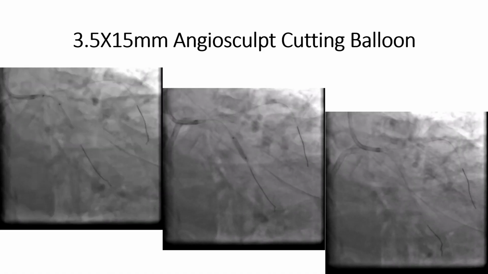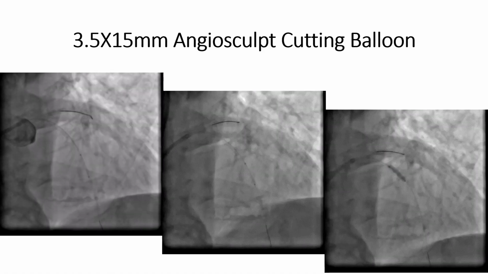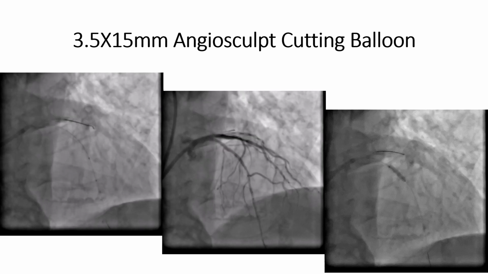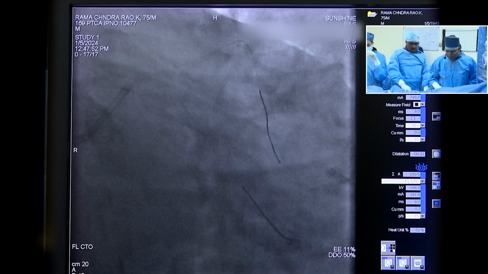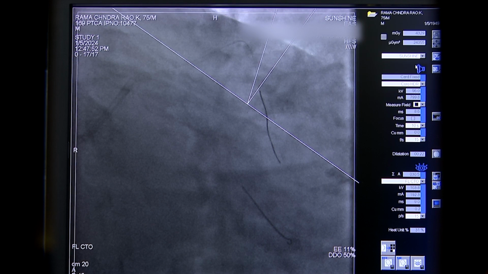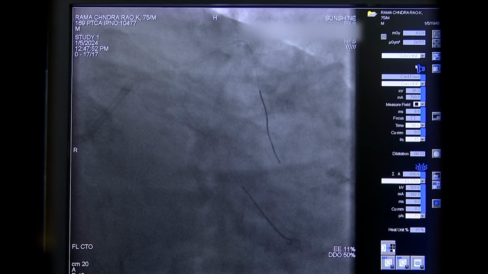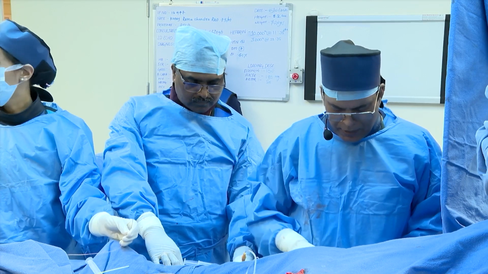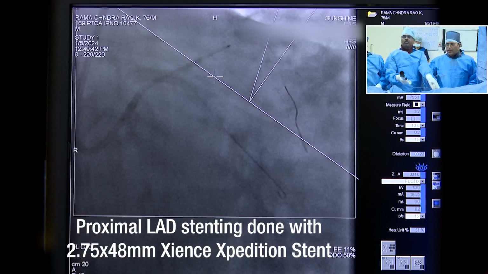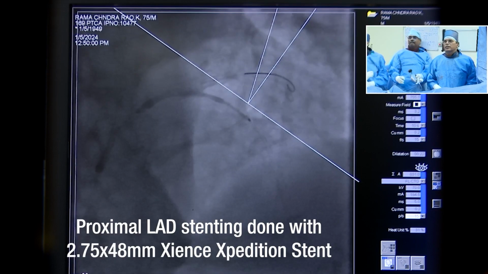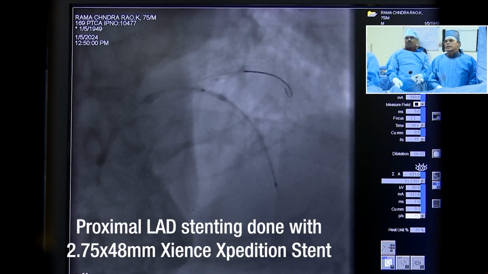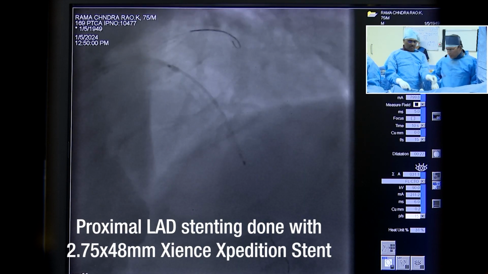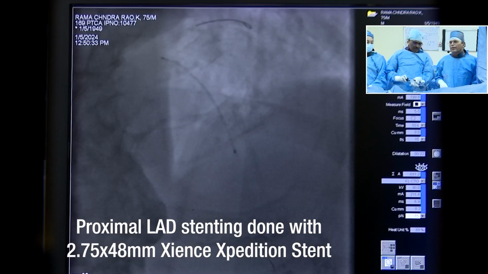We did the further plaque modification with the angioscope. LCX ostium and LED nicely yielded with a 3 mm NC balloon, 3 into 15. So proximal to distal we did the further dilatations. Now we are planning to place the LED stent, that is 2.75 into 48 mm Xience. See, without the guide liner we are unable to place it. Now I am advancing this one. Now I am pulling the guide liner.